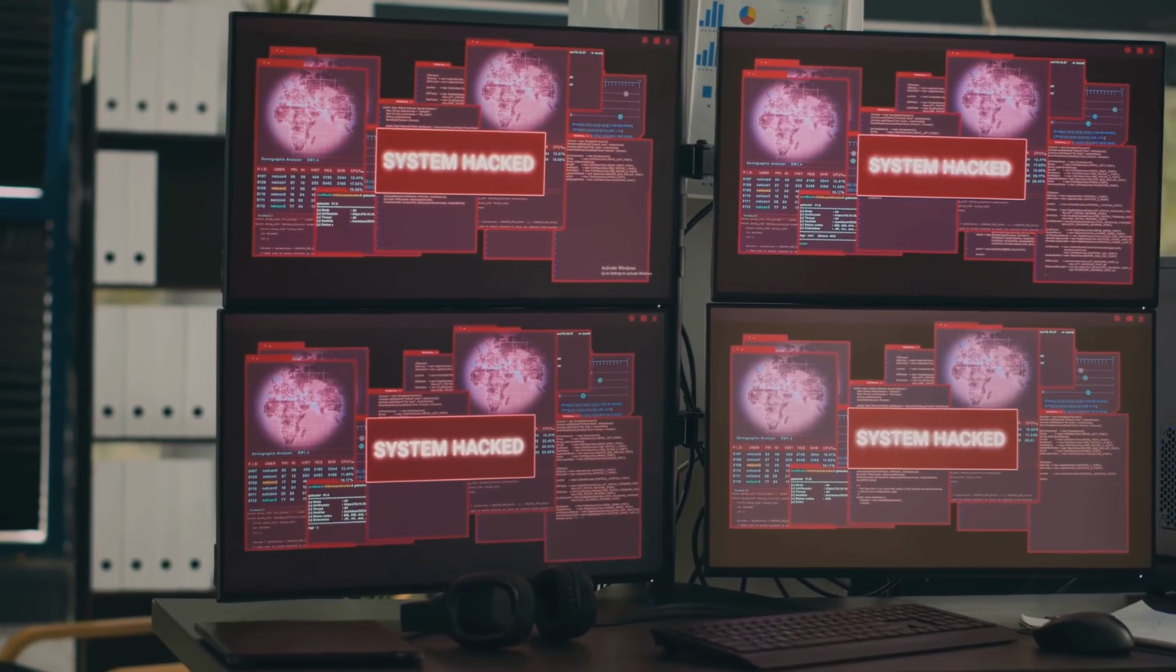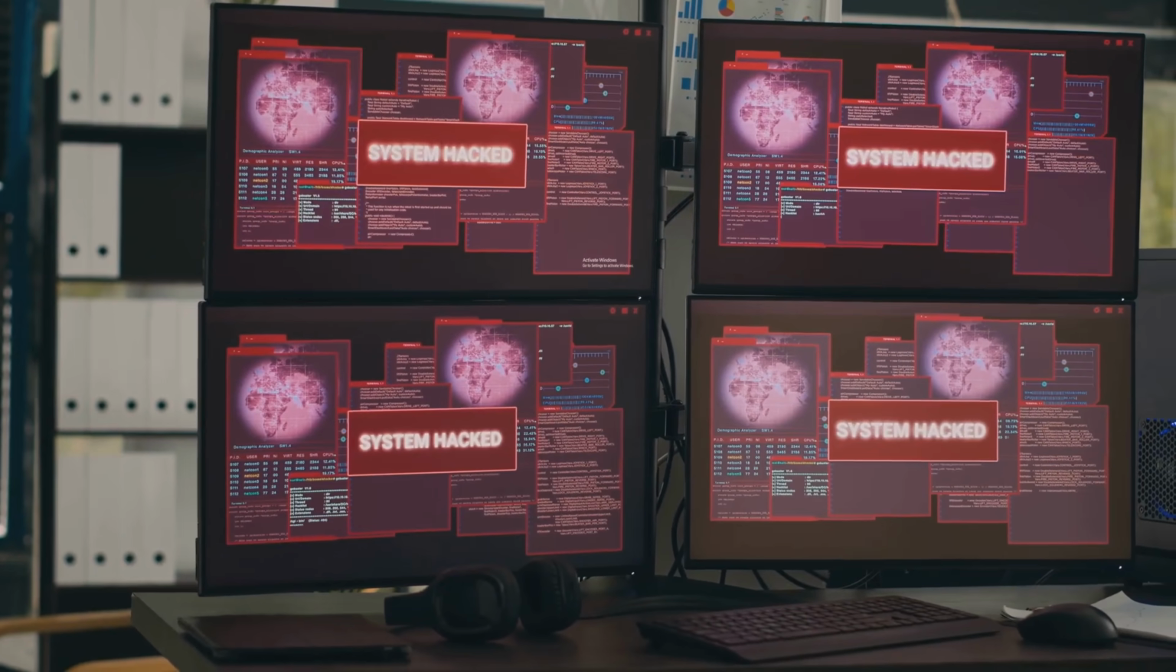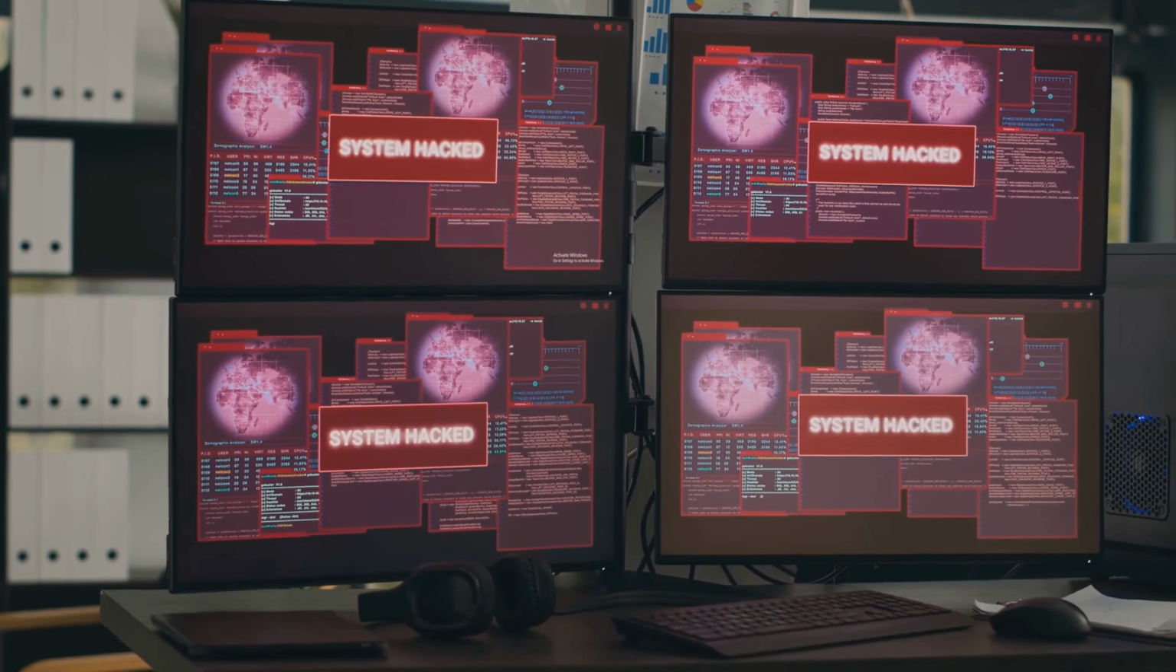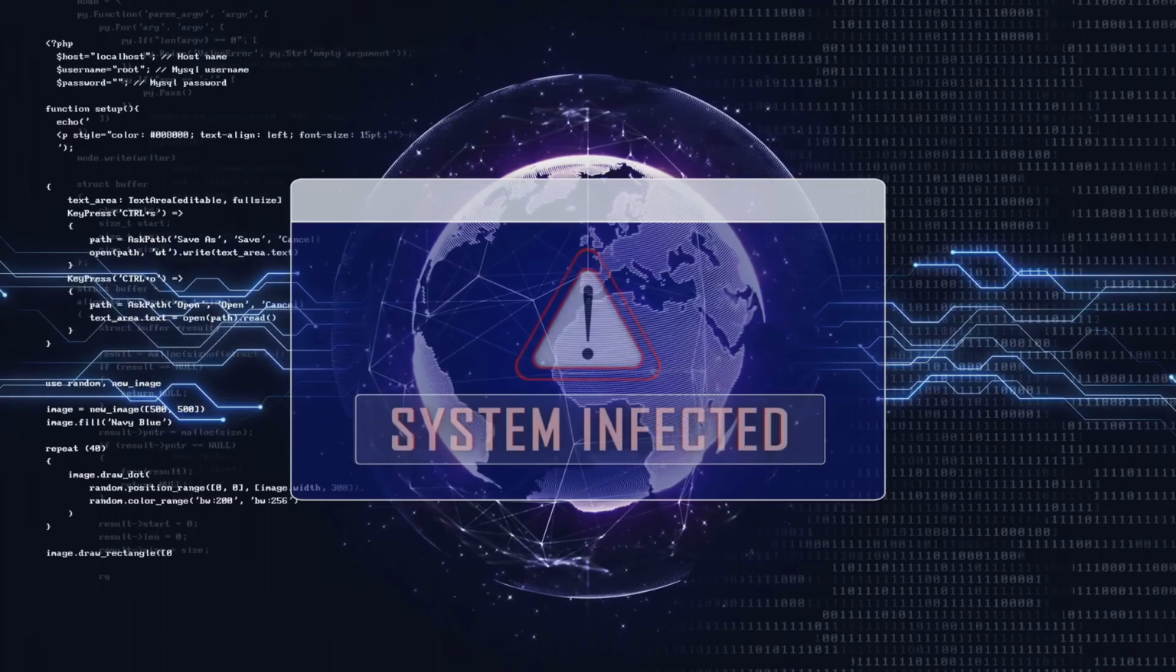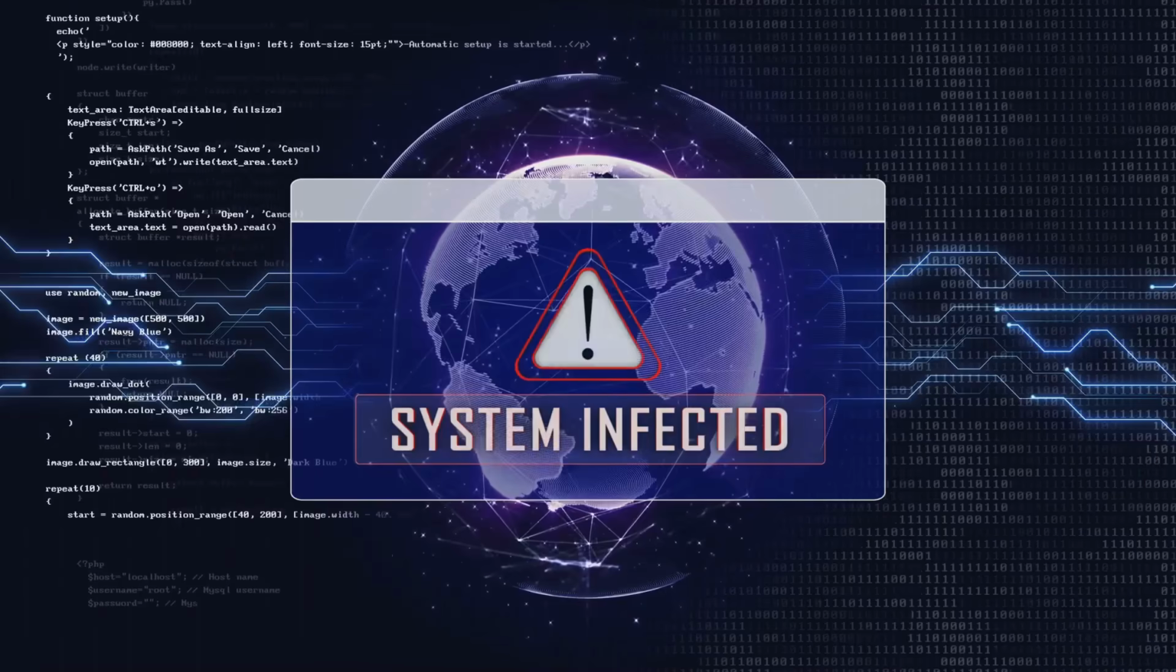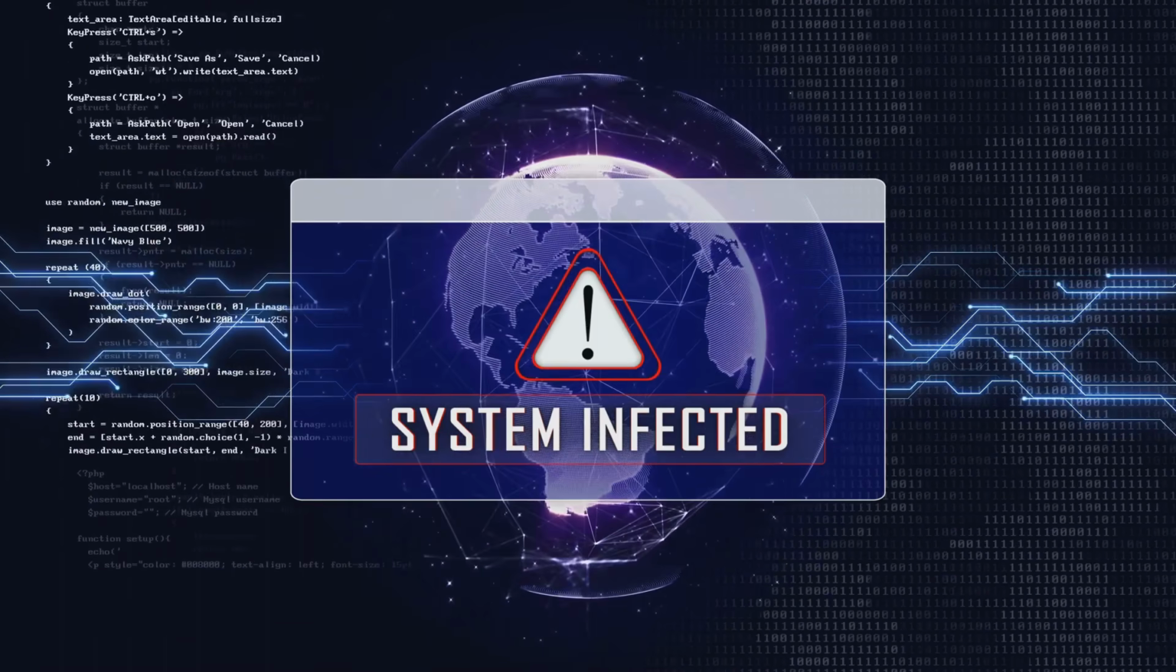I bet you didn't know how many types of cyber threats exist. There are several, including malware, ransomware, phishing, social engineering, and more. Each of these threats has its own unique characteristics and methods of attack, making it crucial to understand them in detail. Malware is software designed to cause damage to a computer, server, or computer network.